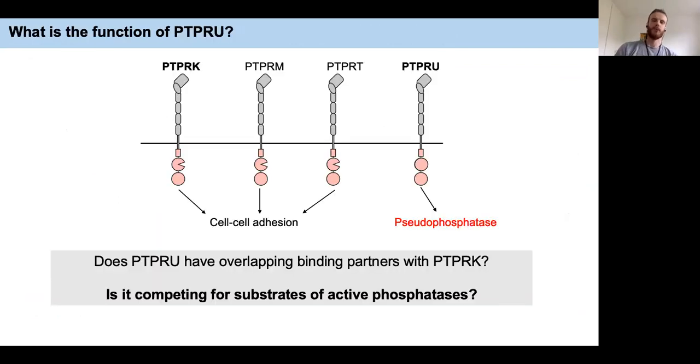So by this stage, we were pretty convinced that PTPRU was a pseudophosphatase. So it has two phosphatase domains in its intracellular domain. But we did know from our previous reading that PTPRU does have overlapping substrates and binding partners with PTPRK, which is an active phosphatase. So one idea that we had was, can PTPRU bind these substrates first of all, and could it act as a competitor for binding of these substrates?